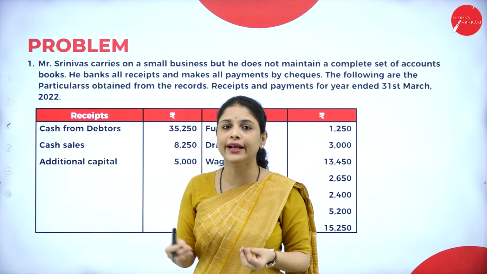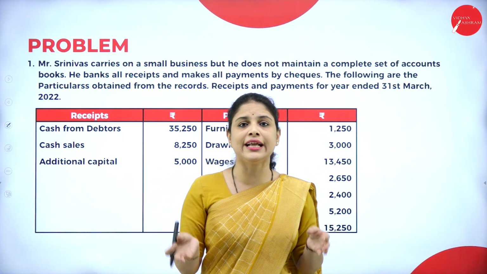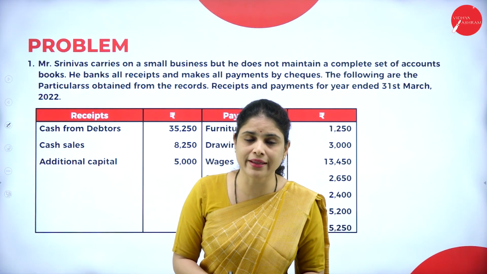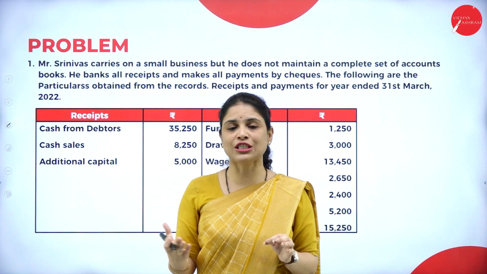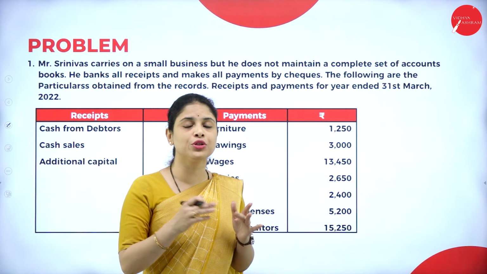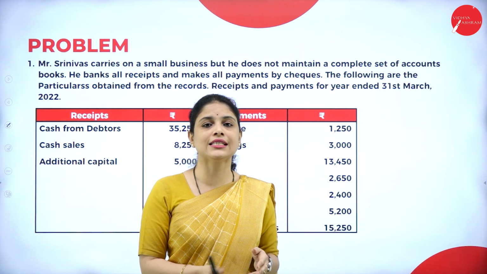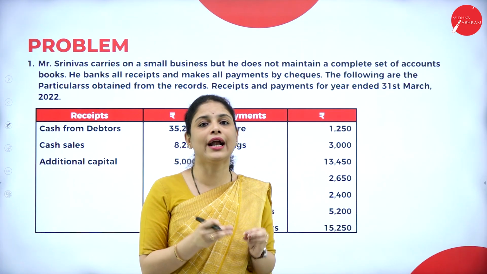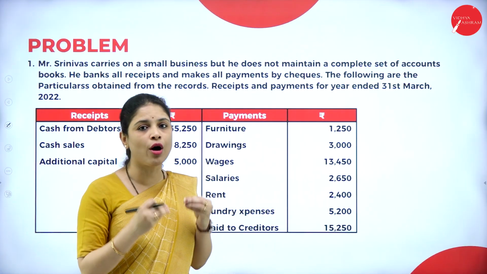We have to calculate the statement of affairs, and also prepare the cash book to find out the cash balance of the business. We also have to calculate the total debtors account, total creditors account, trading and profit and loss account, and the balance sheet. So let us see how to do that.